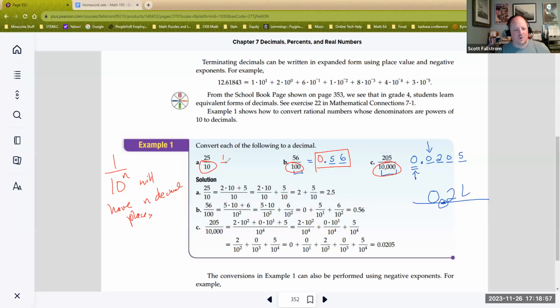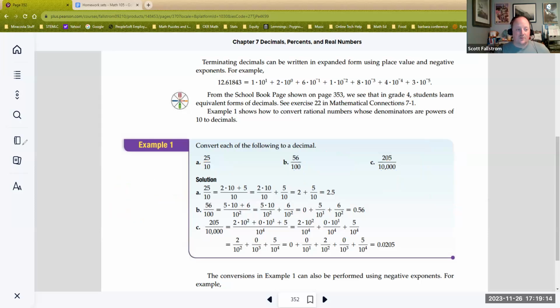This right here is 1 over 10 to the first power. You can see that in the denominator here. So that has 1 decimal place. This is 1 over 10 squared, so it has 2 decimal places. This is 10 to the fourth, so it has 4 decimal places. So again, that's kind of the idea that I hope helps you make that connection.